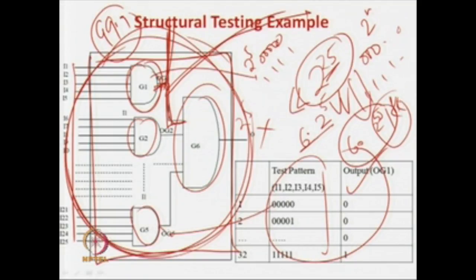Similarly, this gate is directly connected to this AND gate inside, and this is not brought out in the chip. So you can easily apply the test patterns, but you cannot observe the output directly. So you can bring out pins. So for all such nets you have to bring out pins.